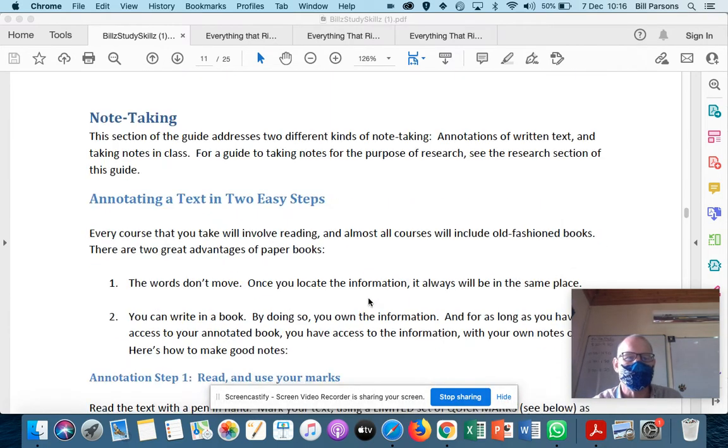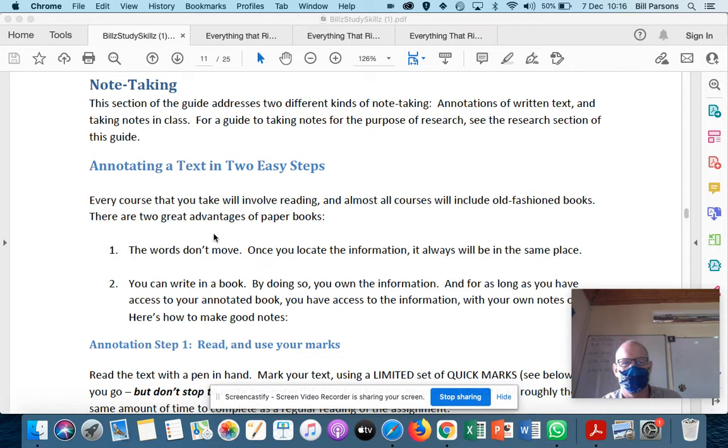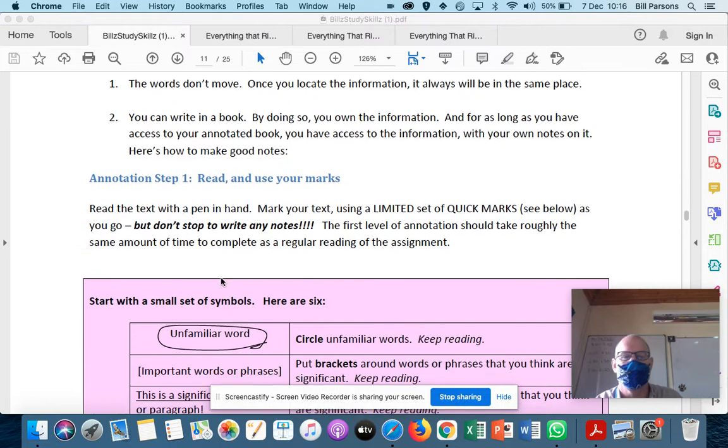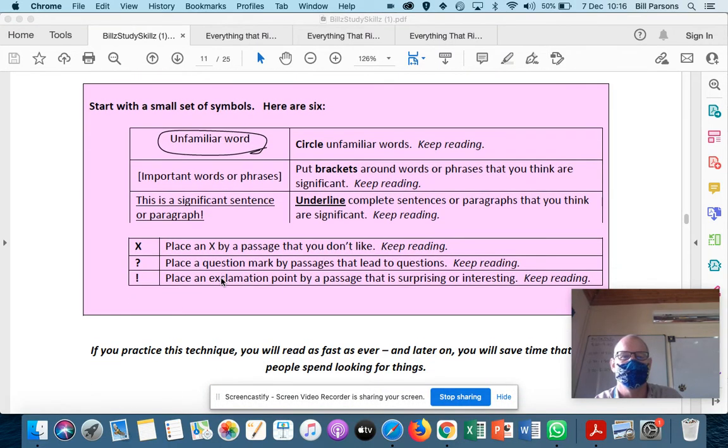When you do annotation, I suggest that you make it a two-step process. The first step is to read through the text and make marks. The concept is that you read just as fast as you normally read. You just do it and make some marks as you go along. Clearly, you need to be holding a pen while you do that. So here's my little list of marks.